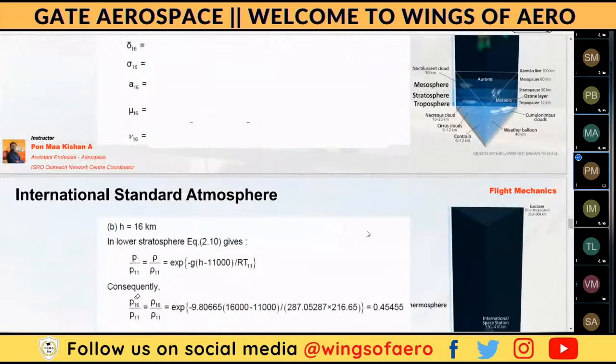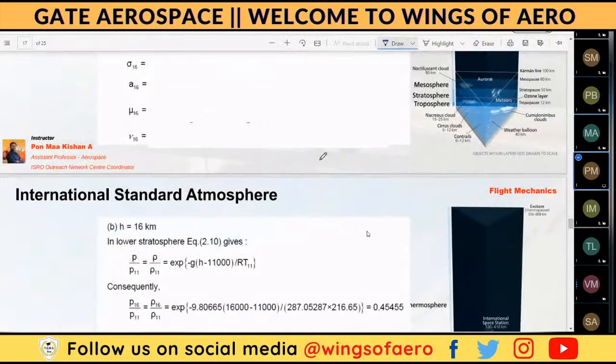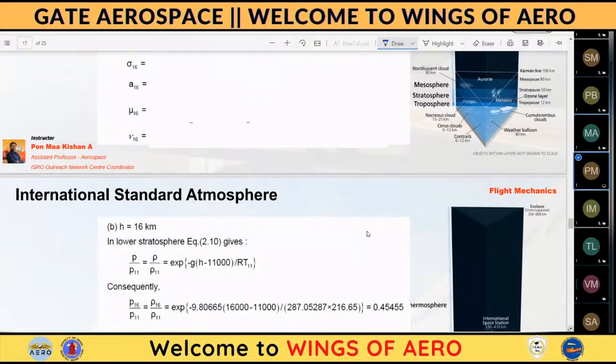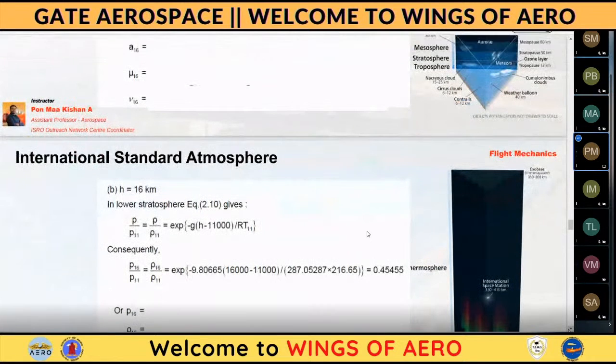In the formula, should we maintain it in terms of meters itself, sir, or can we convert it into kilometers? No, the meter itself. Meter itself. Okay.